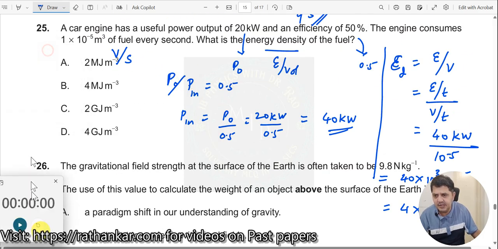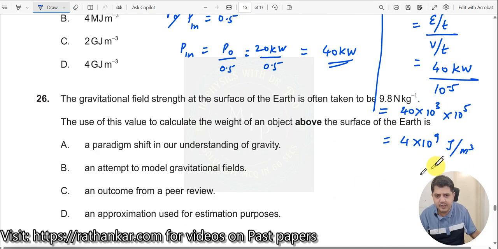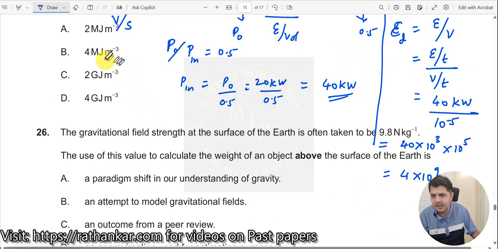Now let us look at which is the right answer here. This answer is 4 into 10 power 9, mega, giga. This is giga. So the answer is D over here.